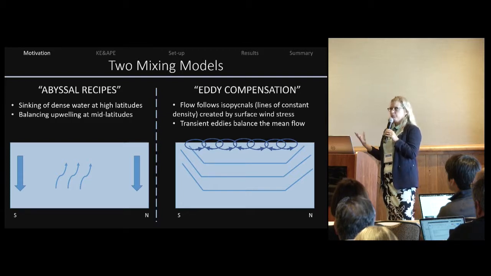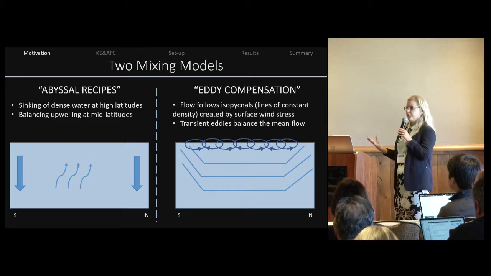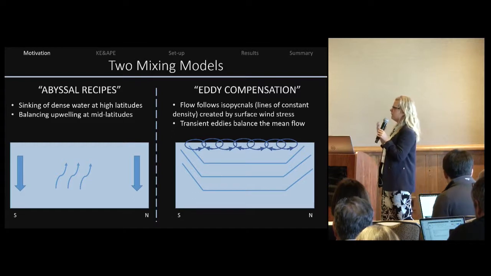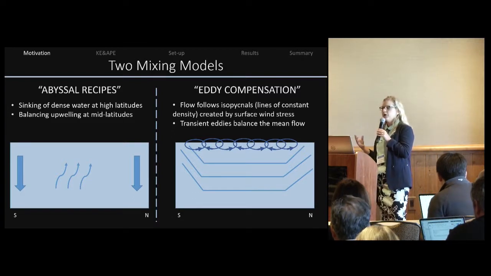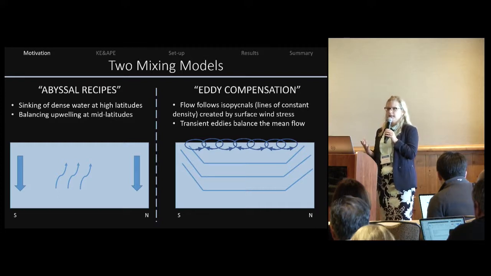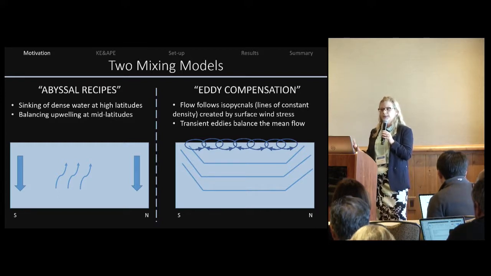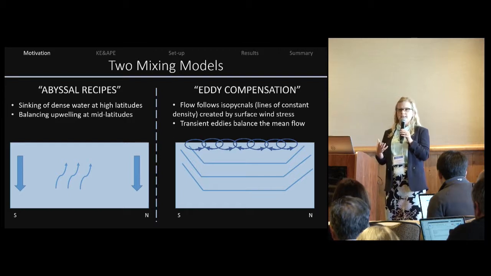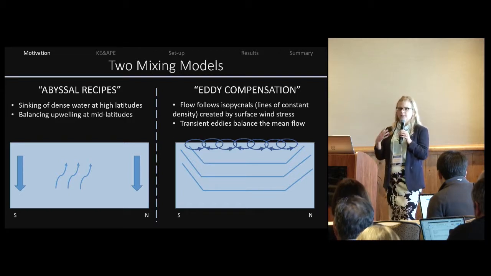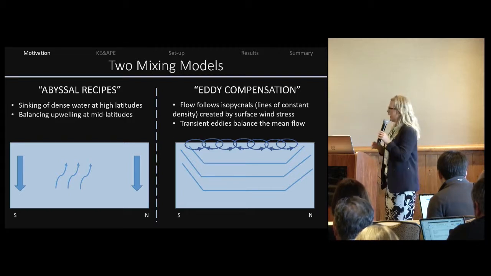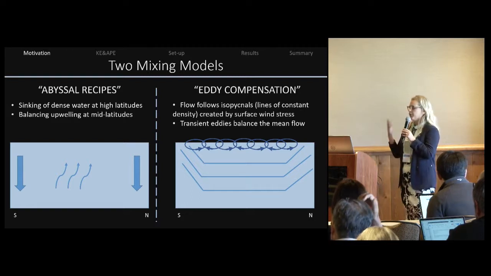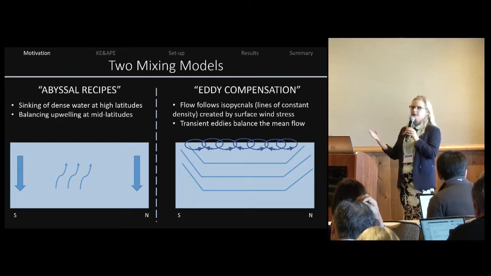There's a more modern and more prevailing view today, the idea of eddy compensation. So most of the flow follows isopycnals, so lines of constant density that get created by surface winds. And then you have transient eddies that balance this mean flow that is wind-driven. And we will talk about which of these two models my simulations support.